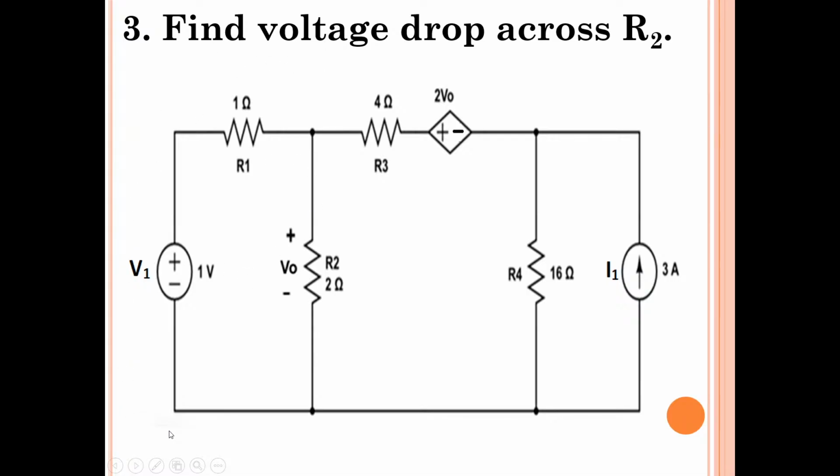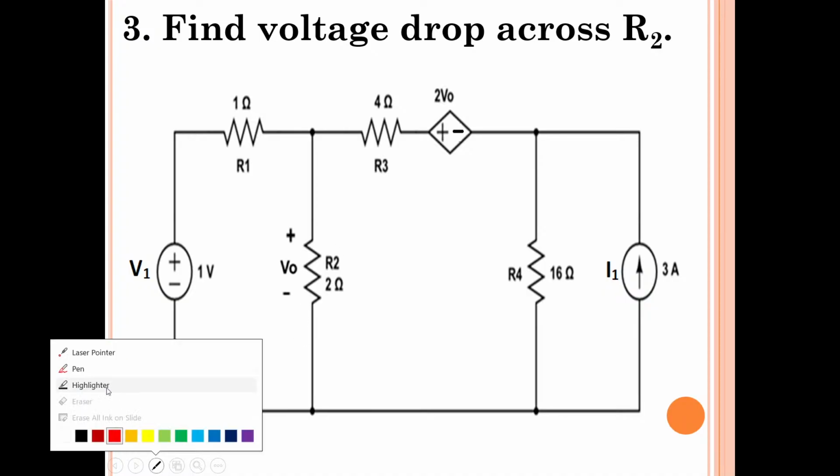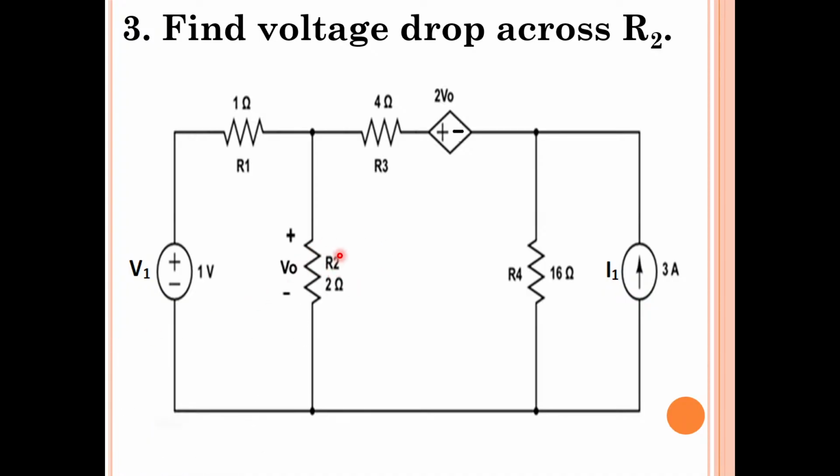Okay, next numerical problem. We have to find the voltage drop across R2. So where is R2? This is R2. We have to determine the voltage across R2. They have mentioned something called V0. Okay, V0 is mentioned here. So V0 is the voltage across R2.